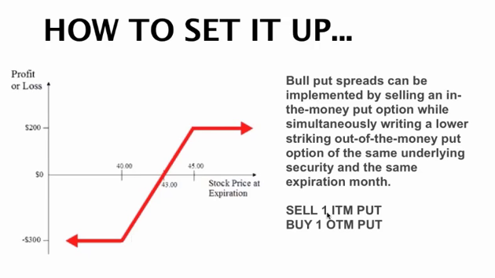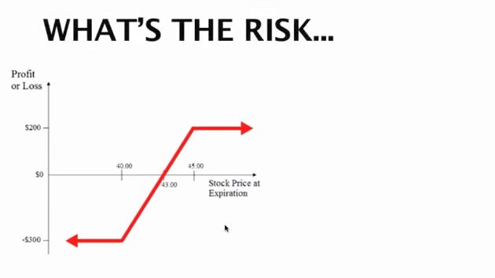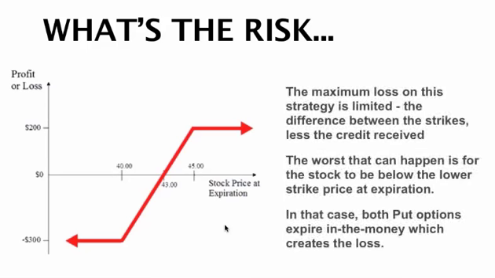So these can be all in the money, at the money, all out of the money. The key is that you want to sell the higher strike and you want to buy the lower strike. Well, what's the risk with this strategy? As you can see here on the chart, the maximum loss in this strategy is limited. It's the difference between the strikes less the credit received. So the difference between your strike prices, 45 to 40, less the credit that you receive on this, that is the maximum loss that you can take.